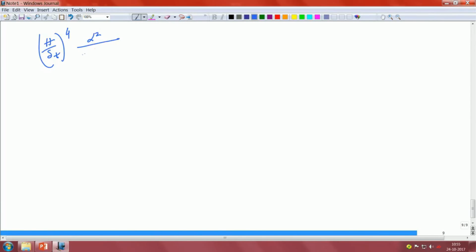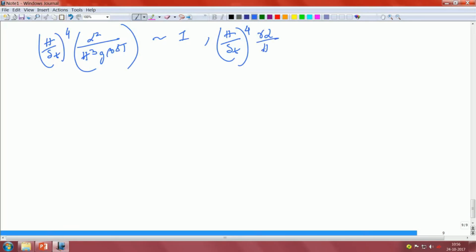This is alpha square h cube g beta delta t, scales as 1, for gamma alpha h cube. So, that is already something that we have. Now, these terms are looking very awkward, so let us define something which can make it a little bit more palatable.